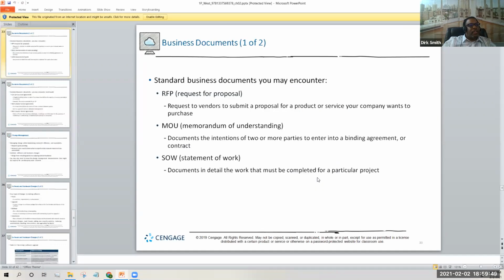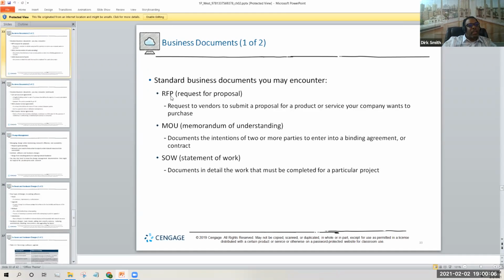Okay. Standard business documentation you may encounter: RFP. So we're talking about documentation now. In this industry, from a business perspective, for things you would do, there are a couple of terms that will just pop out from time to time.